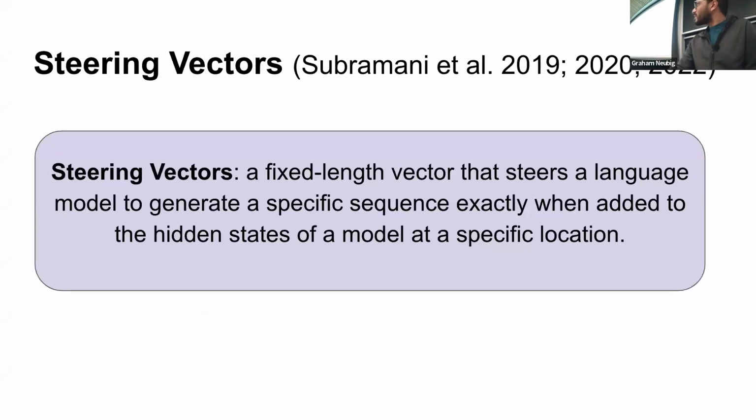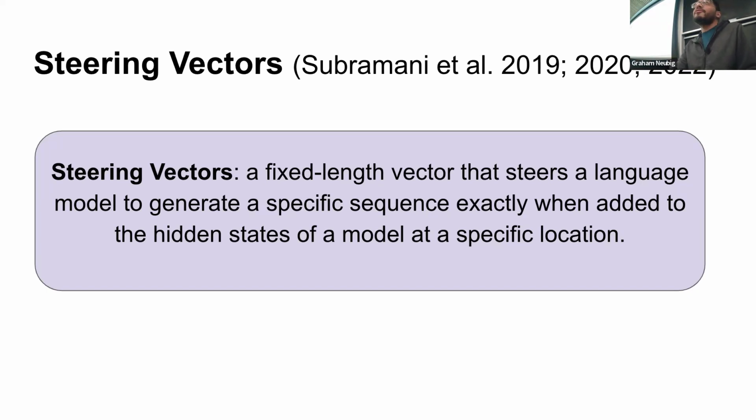So looking at activations. This is work I've been doing for a while, this idea of steering vectors. I mentioned I poke models with a stick. A steering vector is that stick. It's basically a fixed length vector that steers a language model to generate a specific sequence exactly when added to the hidden states of a model at a specific location. I'll read this again, there's a very specific form that I wrote this in. It's a fixed length vector that steers a language model to generate a specific sequence exactly when added to the hidden states of a model at a specific point.